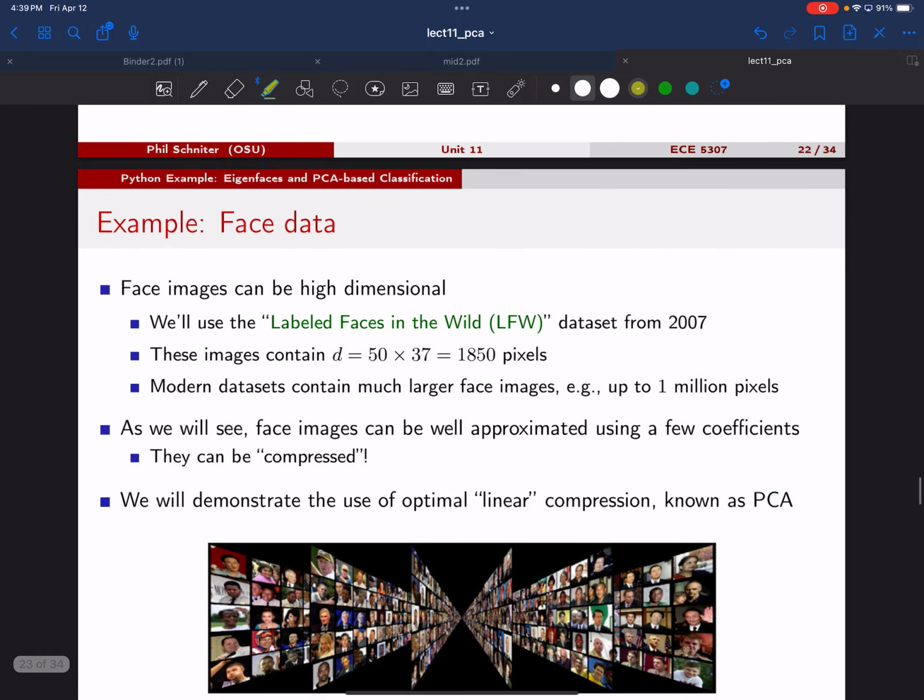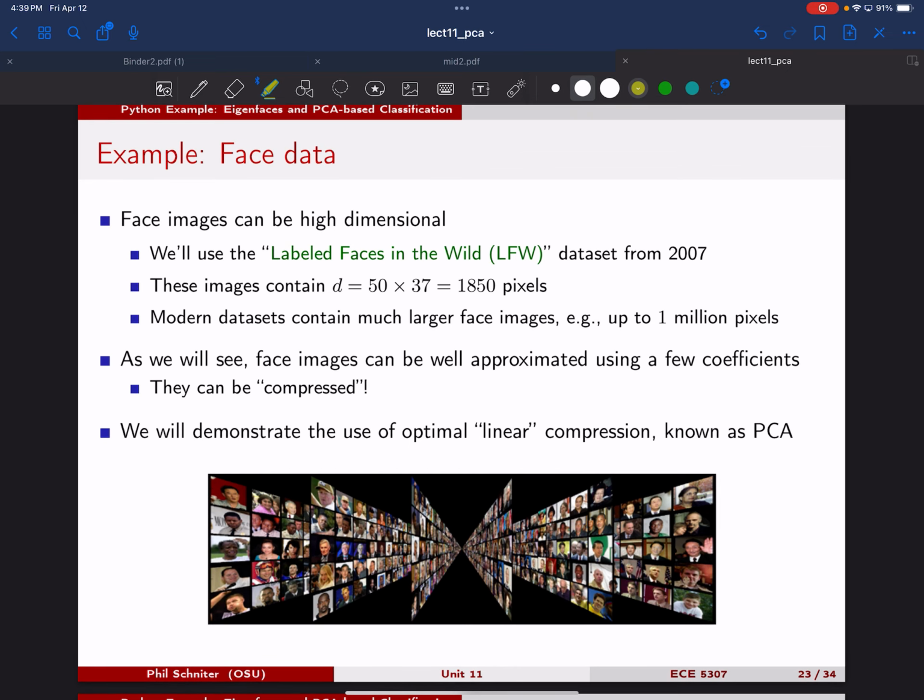All right, so let's get into maybe the more fun stuff then. Let's look at an experiment with face data. These are really kind of toy faces. This is from the Labeled Faces in the Wild data set. It's kind of an old data set, so these faces are relatively small. They're 50 by 37, or 1,850 pixels. Still, almost 2,000 numbers per face, so you might wonder, how many numbers does it really take to code a face? Can I do it in many fewer numbers?